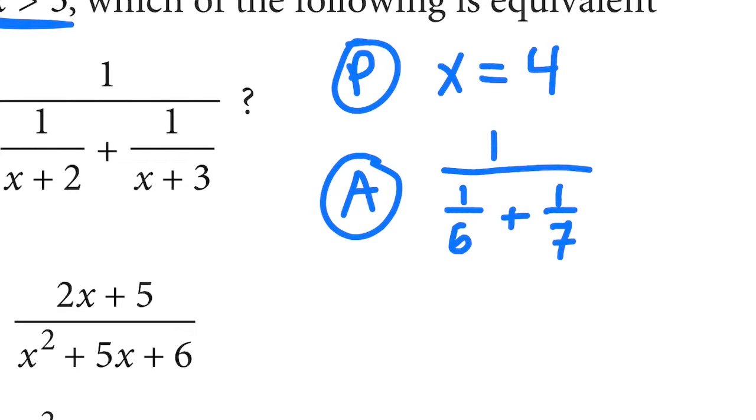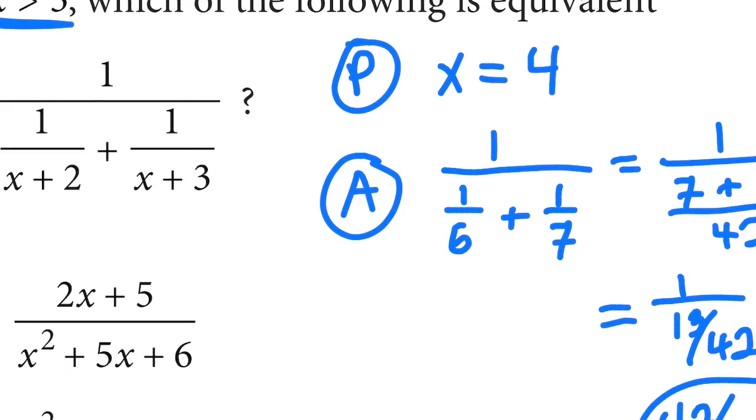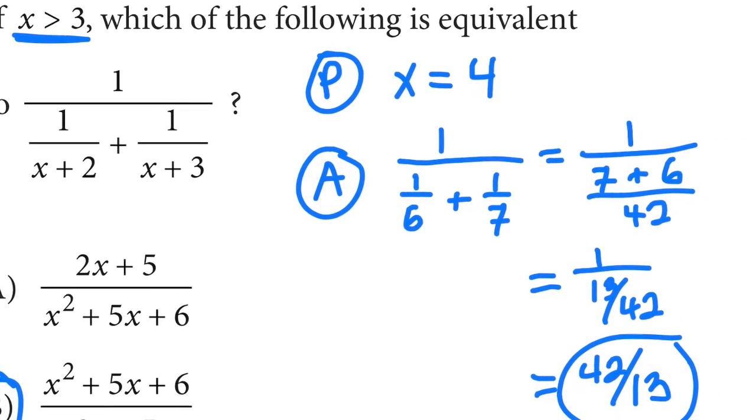So here in this case, we can take a look at this, and we can try to find a common denominator. We multiply the left fraction by 7 on top and on bottom, the right fraction by 6 on top and on bottom, and we get 7 over 42 plus 6 over 42, which will give us 1 over 13 over 42. And when you divide by a fraction, it's the same as multiplying by the reciprocal. This gives us 42 over 13. So that's going to be our correct answer here.